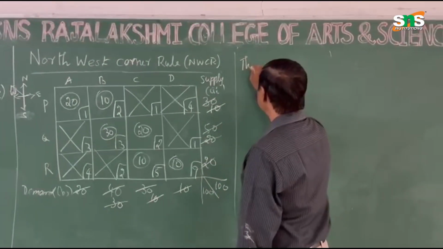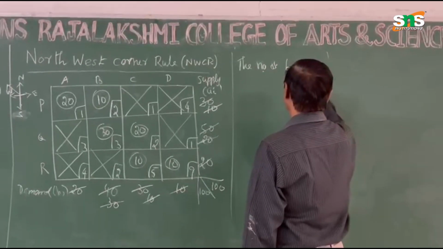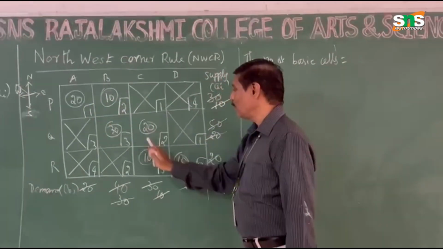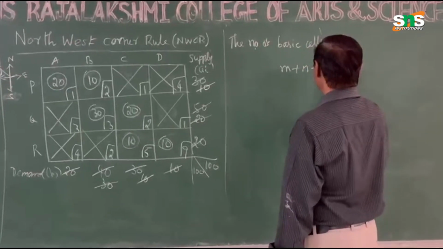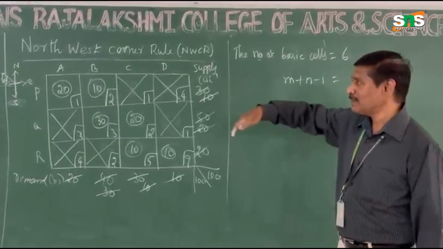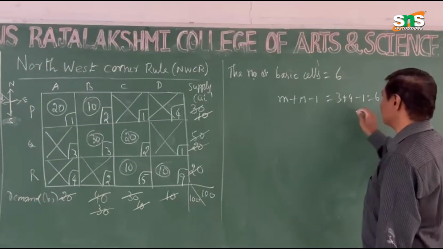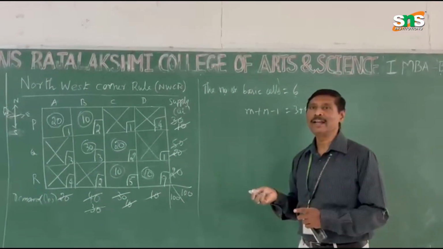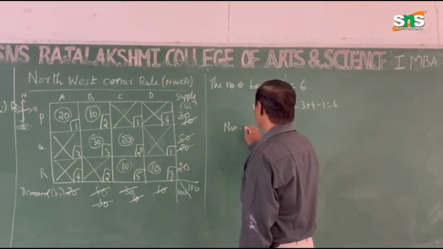So the number of basic cells is 1, 2, 3, 4, 5, 6. But what is our m plus n minus 1? m is the number of rows, here 3 rows, n is the number of columns, 4 columns. So 3 plus 4 minus 1 is equal to 6. So the number of basic cells is also equivalent to m plus n minus 1. Therefore we get a non-degenerate solution.